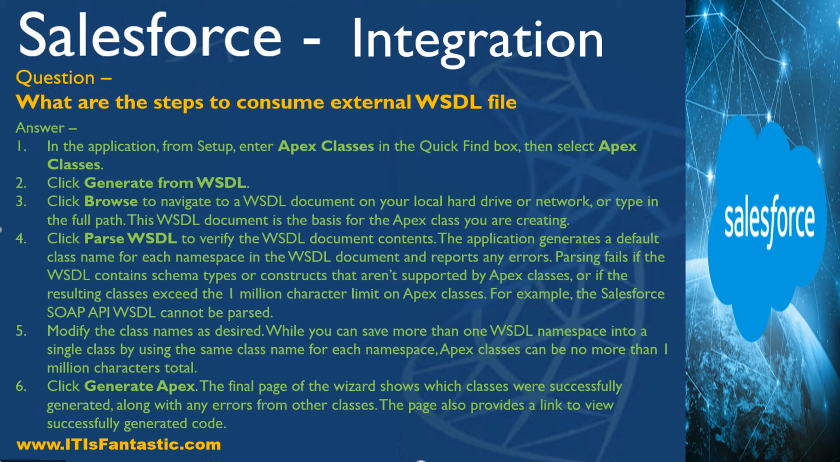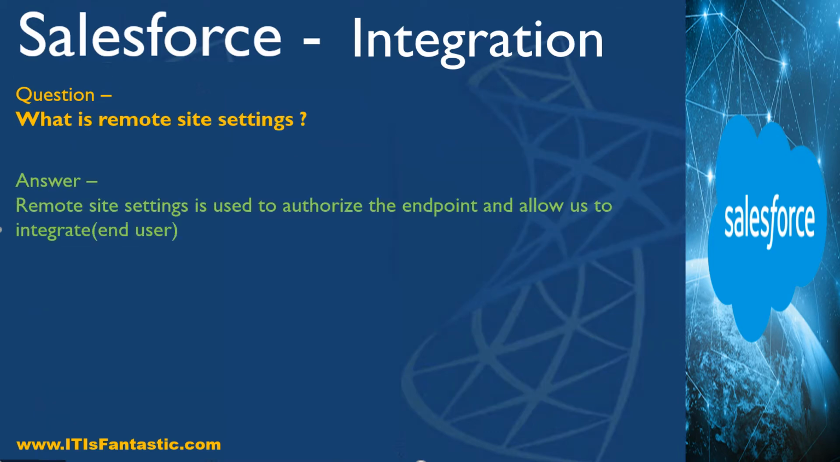What are the steps to consume an external WSDL file? In the application from Setup, we enter into the Apex class, click on Generate from WSDL, click Browse to navigate to a WSDL, click Parse WSDL, modify the class name as desired, and then click Generate Apex. What is remote site settings? Remote site settings is used to authorize the endpoint and allow us to integrate end user.